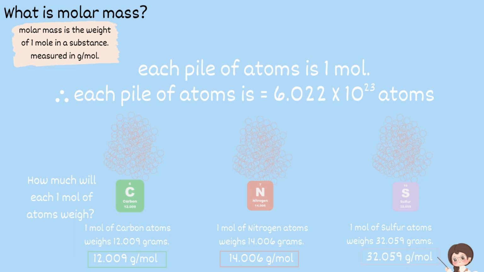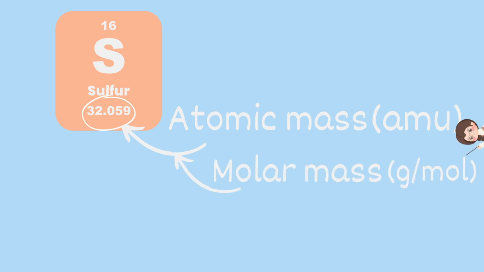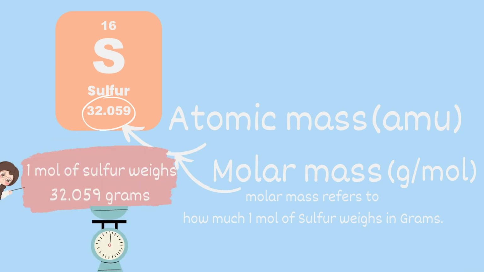Each of these that we just calculated are the molar mass. So each different element or substance is going to have a different molar mass. Okay, so just to reiterate this concept once more, let's look at sulfur right off of the periodic table. This number represents the atomic mass in AMU, atomic mass units. But it also represents the molar mass in grams per mole. Remember, this molar mass refers to how much 1 mole of sulfur weighs in grams. Our number is 32.059, so that means 1 mole of sulfur weighs 32.059 grams.